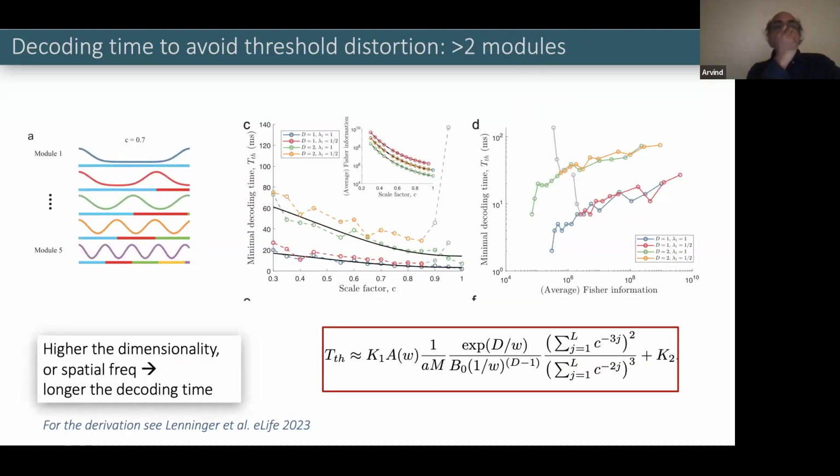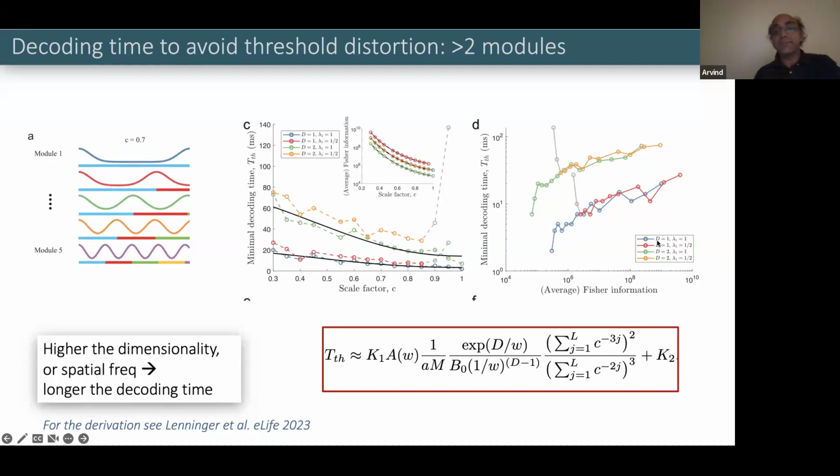Then we scale this up and go to more modules, in this case 5, and we can again do the same calculations. And the result is the same: as you make your tuning curves more and more periodic, you tend to need more time to avoid threshold distortion. These lower lines here, blue and red, are for a one-dimensional stimulus, and the orange and the green are for a two-dimensional stimulus.